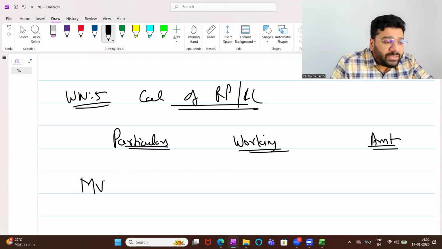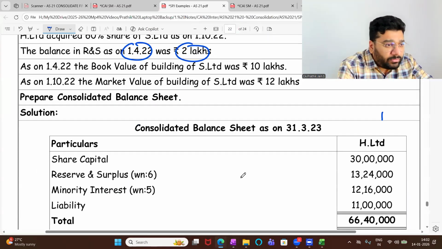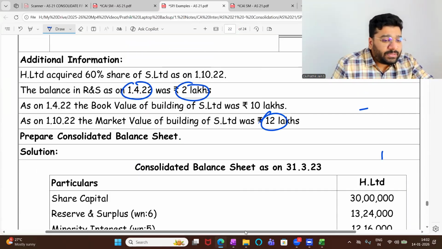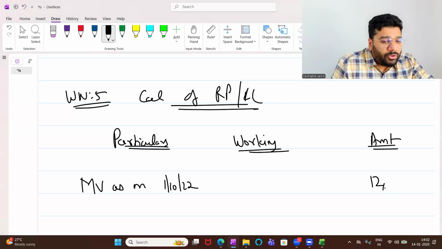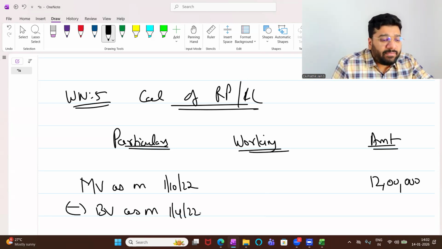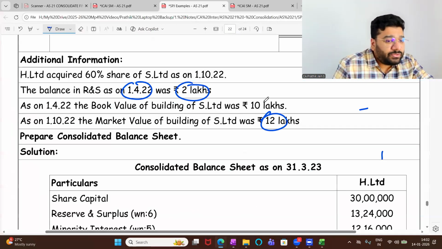Always we'll take market value first. Market value as on 1/10/22, given in the question very clearly. 12 lakh rupees. Minus book value as on 1/4/22, which is given. In the inner column, please write how much it is. Book value is how much? 10 lakh.